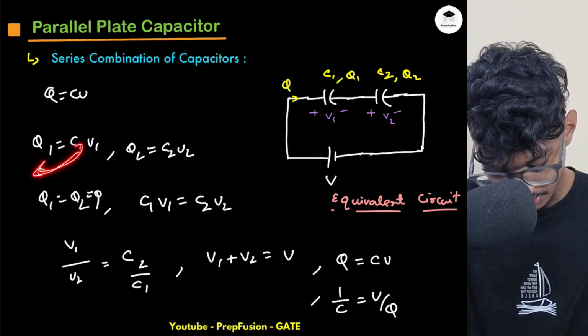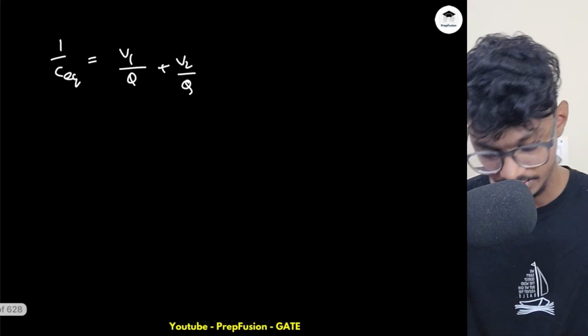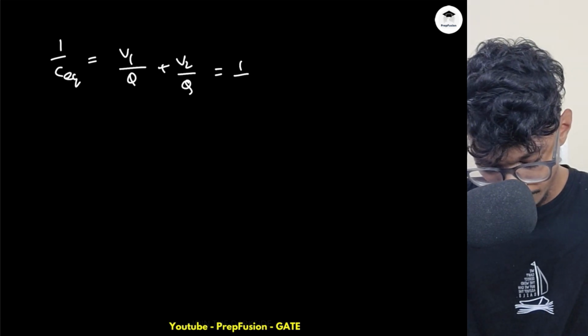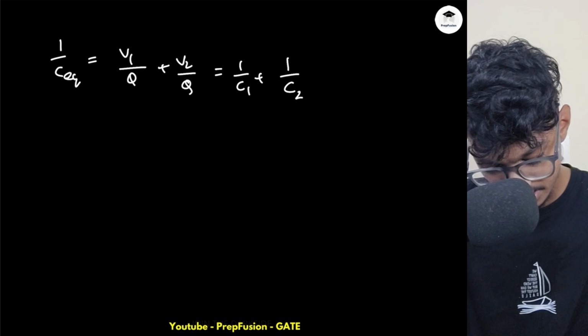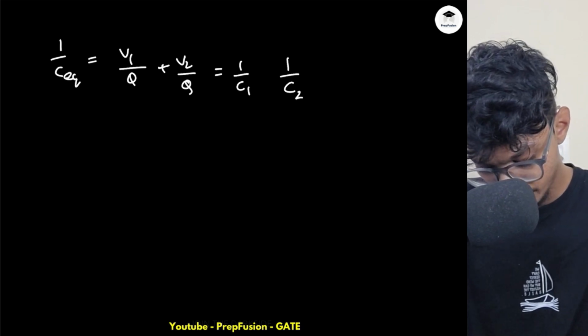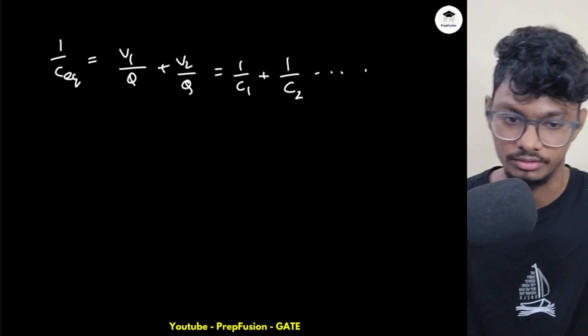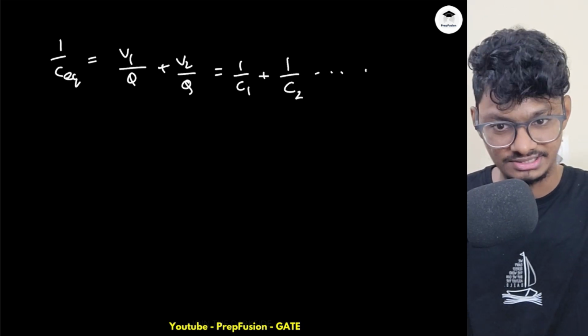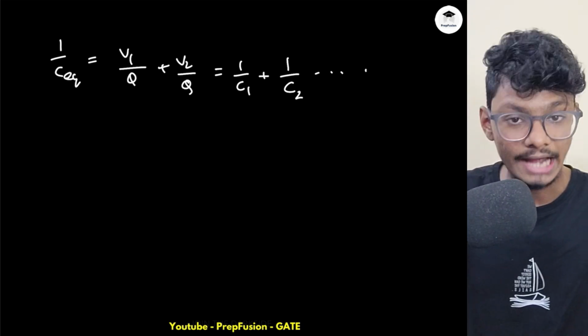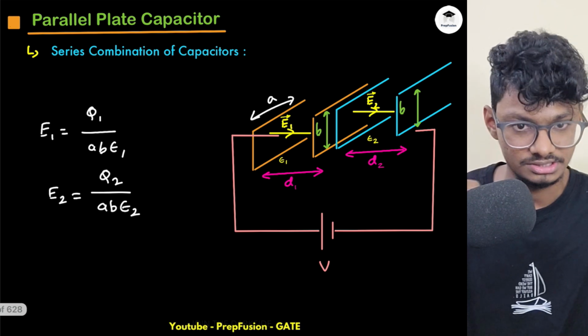If I put the C1 here, and this V1 by Q1 is simply 1 by C1. So this becomes 1 by C1 plus 1 by C2, and you can connect an infinite number of capacitances in series. They will be following this relationship, okay? It will be followed. So it will be just like a parallel circuit in the case of resistors, just the opposite. But what is actually happening inside the combination, inside the dielectrics?